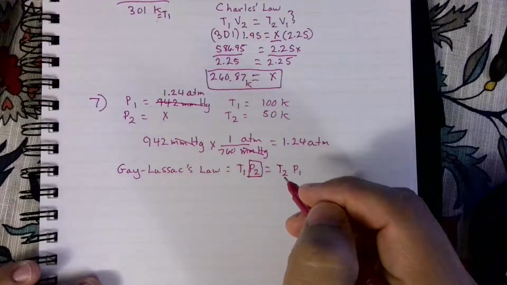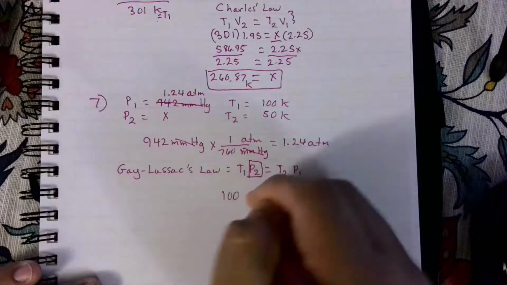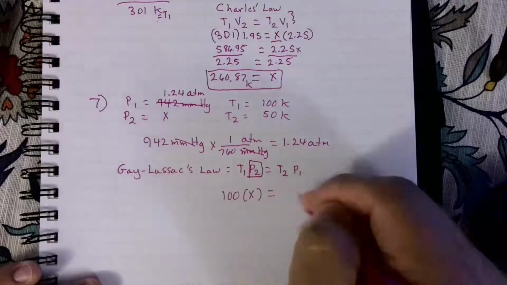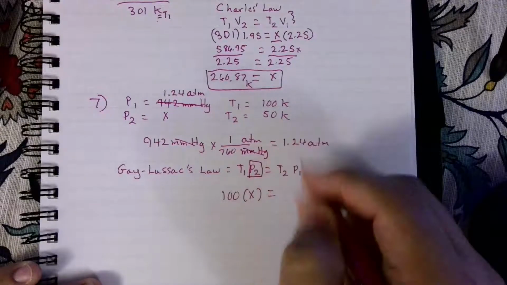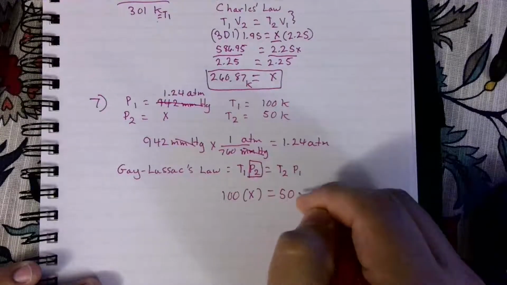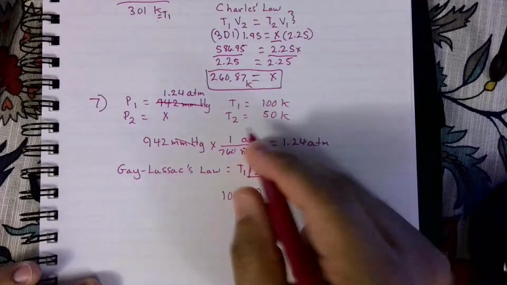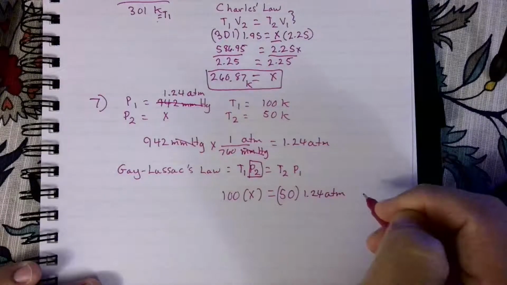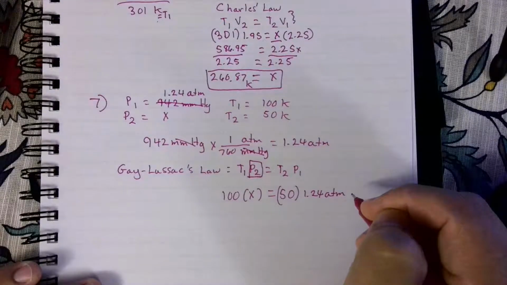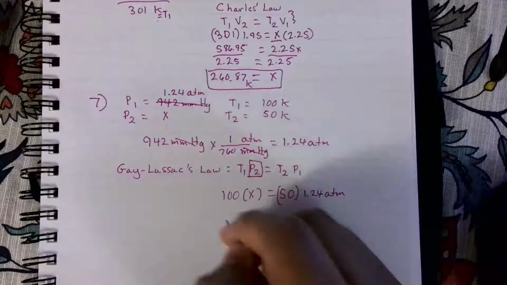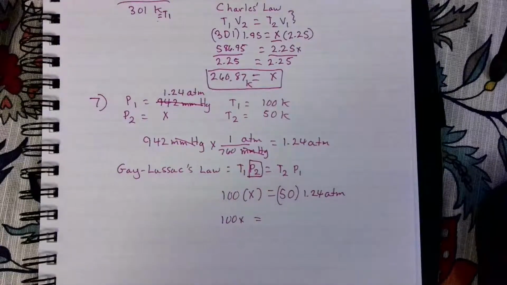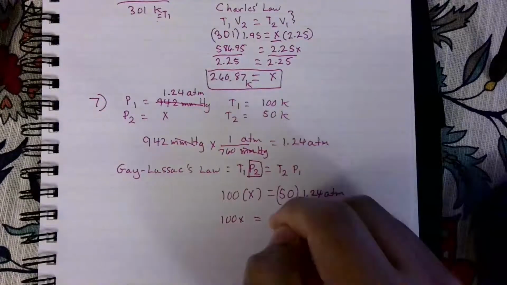Okay, so you then plug in the rest of the numbers as we do in the rest. So our temp 1 is going to be 100 Kelvin. Our pressure 2 is unknown. Okay, that's our X. Temperature 2, we decided it was going to be 50 Kelvin because it's halved. And our pressure 1, we calculated that one already. That was 1.24 ATM. Okay, so now at this point, what we have to do is just do the math. So this would be 100 X is equal to 50 times 1.24. So 50 times 1.24, and I got a total of 62 on that.